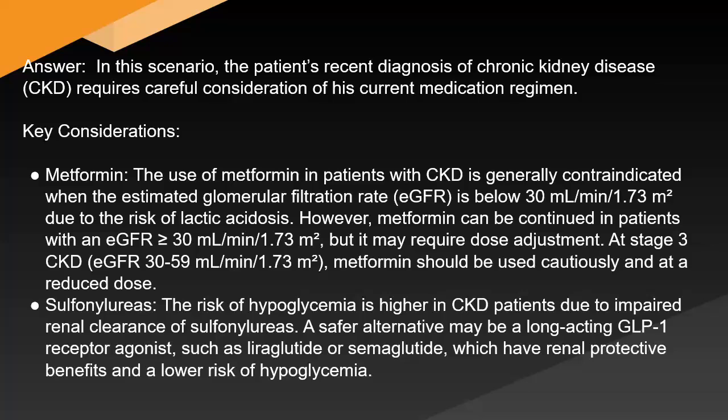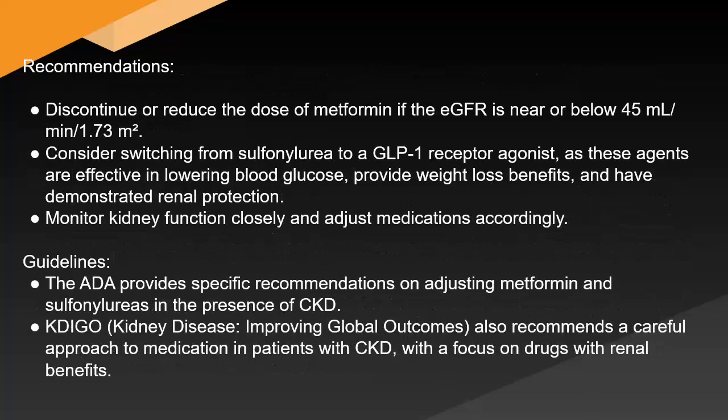A safer alternative may be a long-acting GLP-1 receptor agonist, such as liraglutide or semaglutide, which have renal protective benefits and a low risk of hypoglycemia. Recommendations: discontinue or reduce the dose of metformin if the eGFR is near or below 45 ml/min/1.73 m². Consider switching from a sulfonylurea to a GLP-1 receptor agonist, as these agents are effective in lowering blood glucose, provide weight loss benefits, and have demonstrated renal protection. Monitor kidney function closely and adjust medications accordingly.